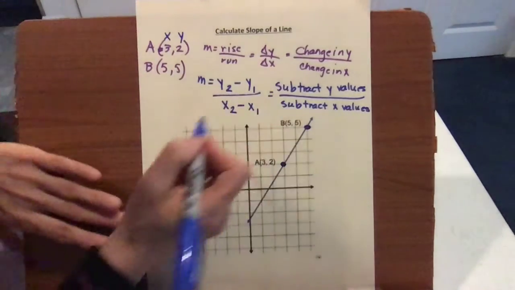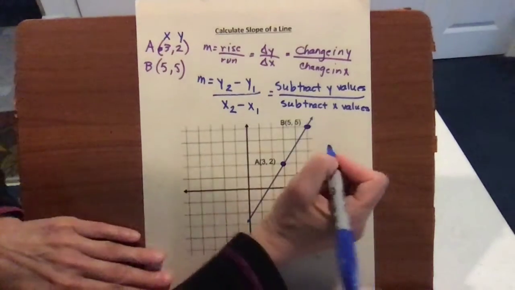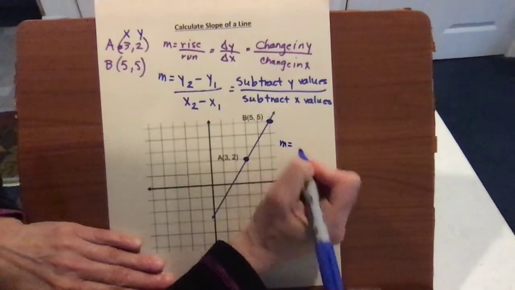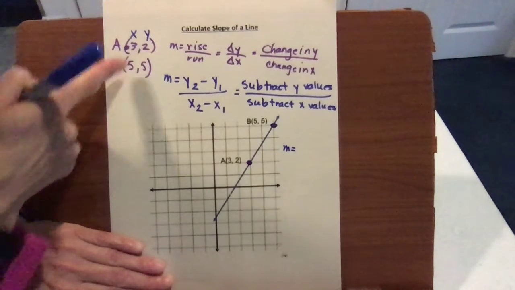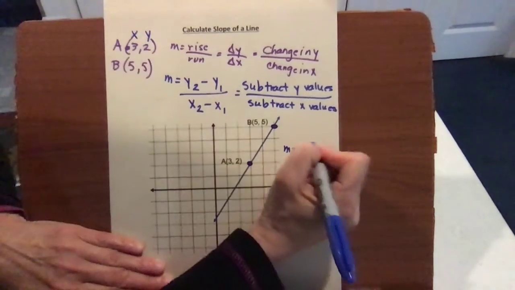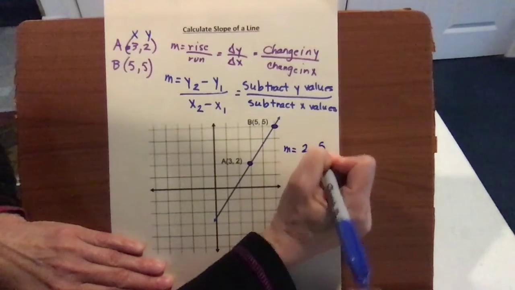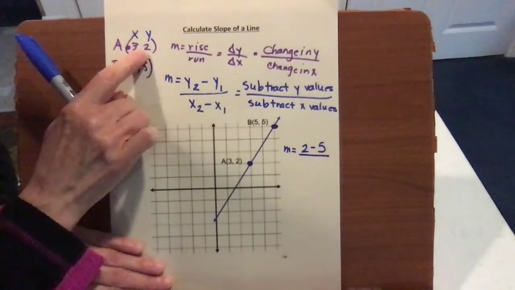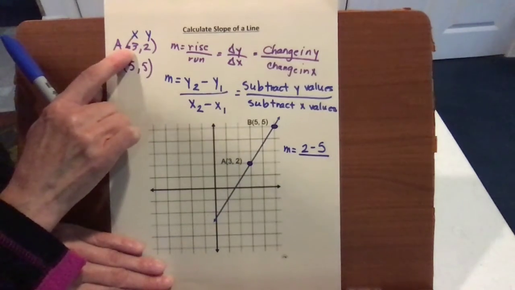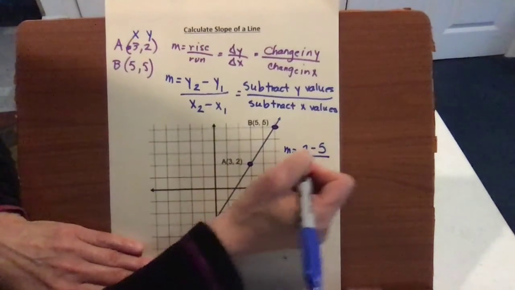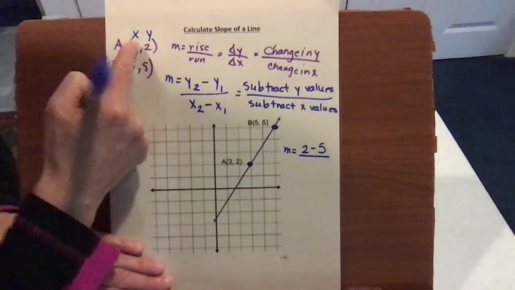So when we're doing the subtraction of y's, we'll do this down here. Slope is going to equal, I'm going to use A as my first point and B as my other point. So I'm going to do 2 minus 5. Because I chose the 2 from the A point, I have to go back and get the x from that point. So I have to go in the same order. So I'm going to take the 3 minus 5.